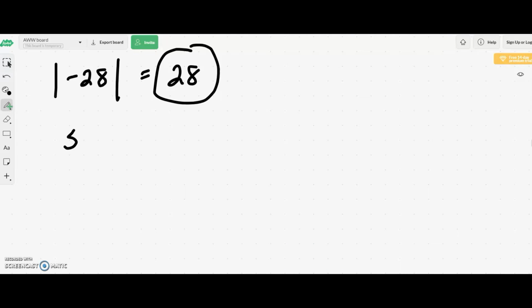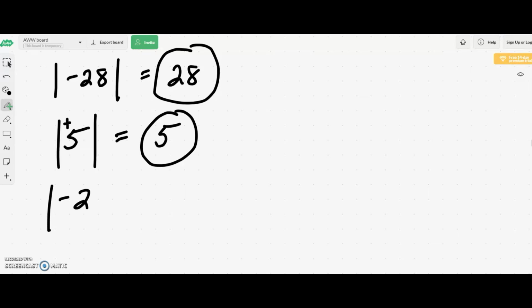If I give you the number 5 and I want to know what's the absolute value of 5? Technically you don't see the sign, but the sign is positive. We strip it away, and what are you left with? Just the number 5. The absolute value is 5. Now, let me give you a fraction. The absolute value of negative 2/5. Strip away the sign. Get rid of the sign. What are you left with? 2/5.